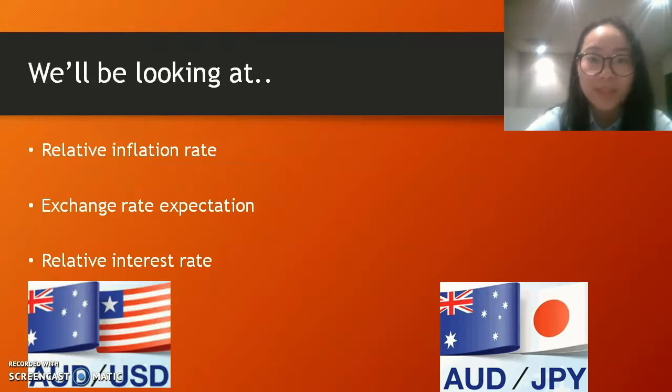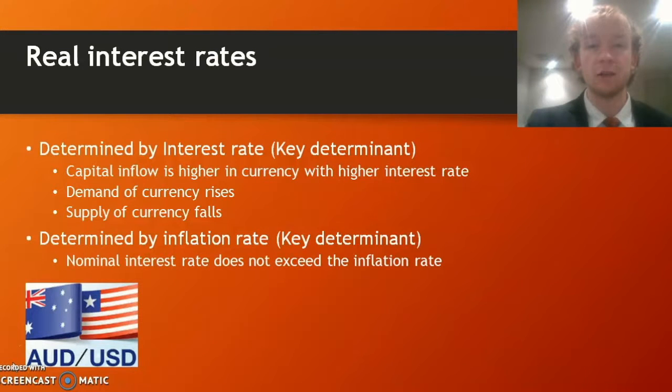The key economic indicators that we'll be looking at in our analysis include the relative inflation rate, the exchange rate expectation, and the last one is relative interest rate. In our analysis on the future of the AUD to USD exchange rate, let us first observe the interest rate that each country's central bank has implemented. This is the first step of a process to understand the real interest rate, and we need to have a look at the inflation rate and the nominal interest rate.